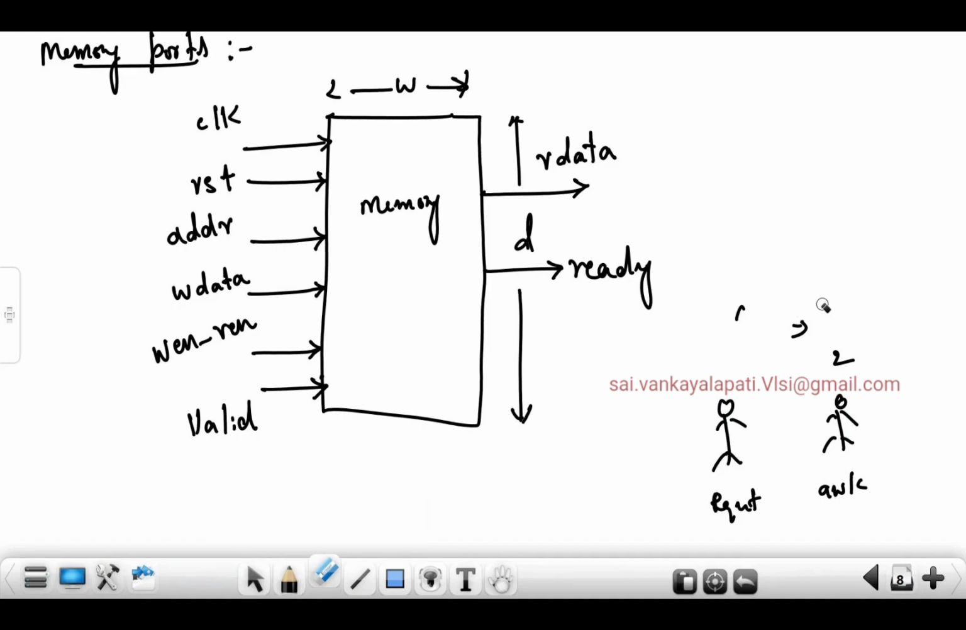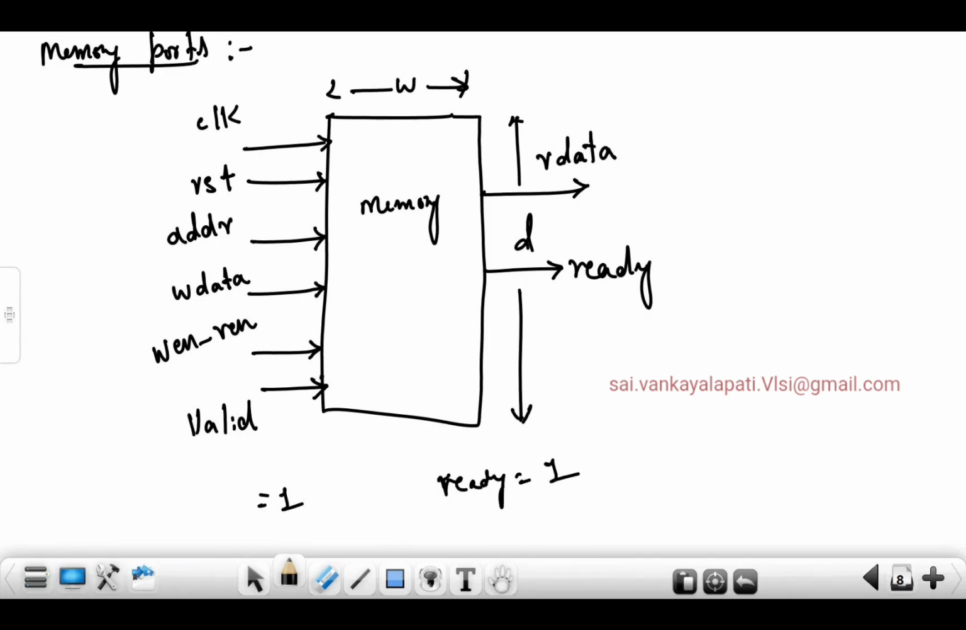To do the handshaking concept, I'm using another input, which is valid. If valid is equal to 1, I'm giving the request. Now this person will give me ready equal to 1. Then I can do one handshaking.